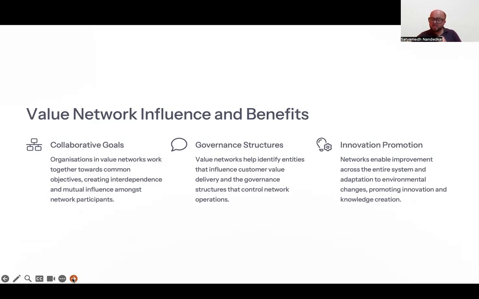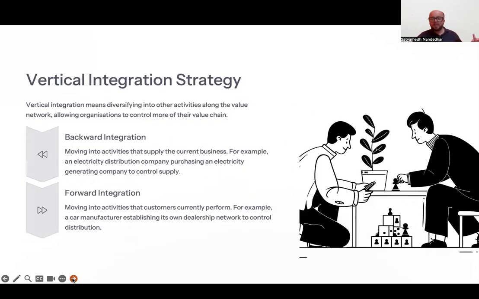And of course, governance structures. Value networks help identify entities that influence customer value delivery and governance structures that control network operations. If all the participants are aligned with the same ideas of corporate governance, if they believe in the same set of ethical principles and guidelines, then together they can create a sustainable value network which will create more value to the ultimate customer. Now, when we are talking about value chain, the idea of vertical integration will play a critical role in understanding how value can be enhanced.